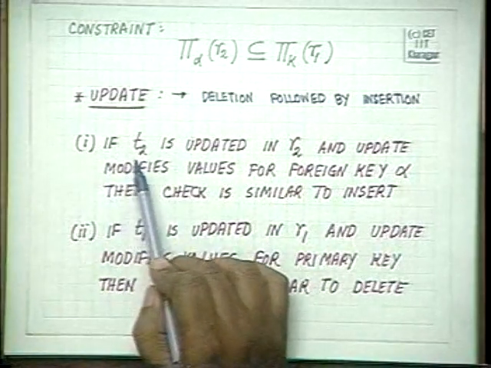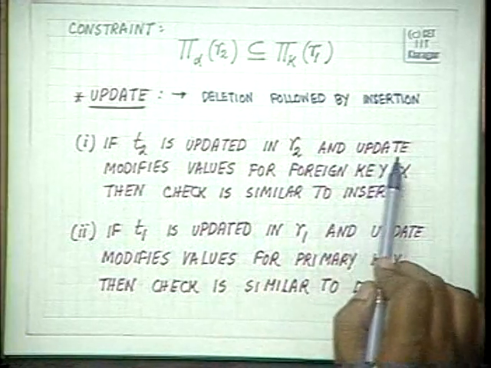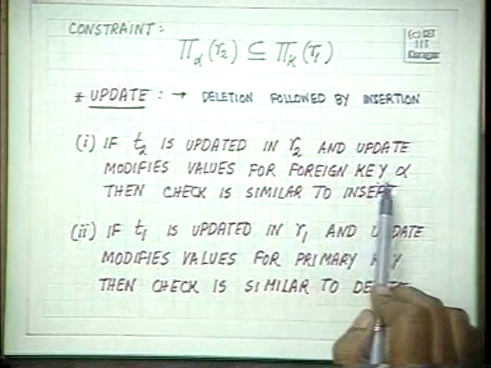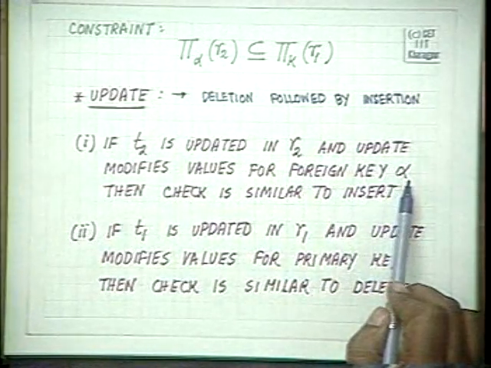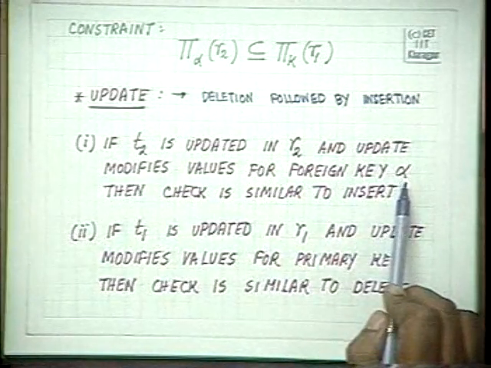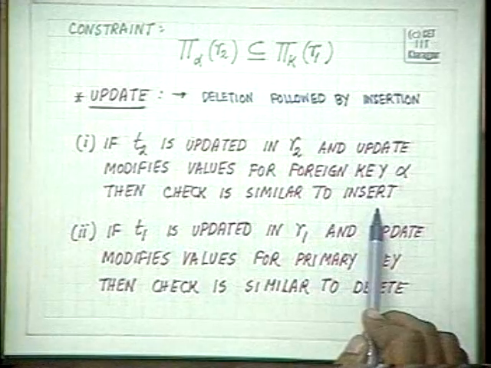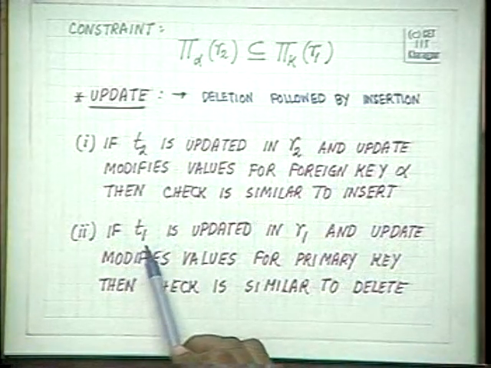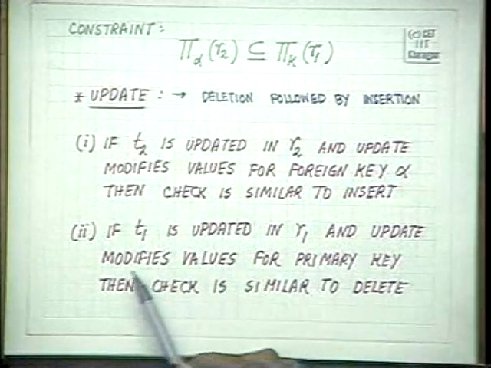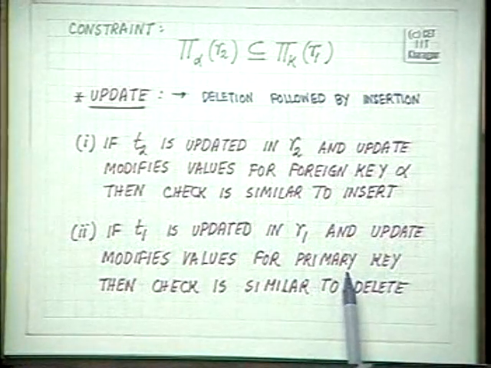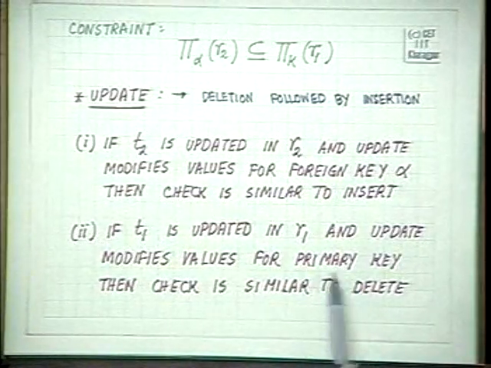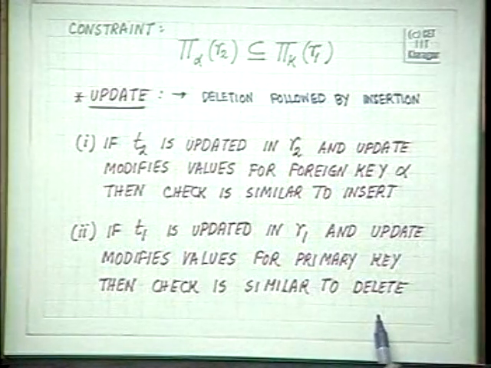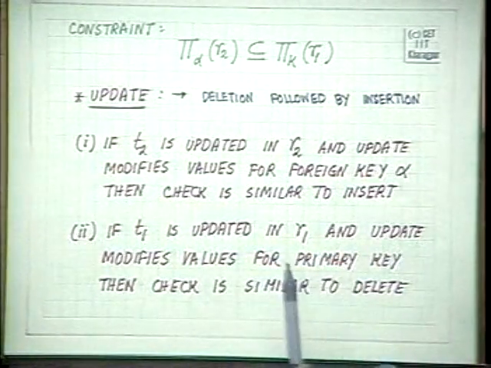Therefore, if T2 is updated in R2 and the update modifies values for the foreign key alpha, if it does not modify values for the foreign key alpha, then nothing needs to be done. But if it does modify values for the foreign key alpha, then the check is similar to insert. On the other hand, if T1 is updated in R1 and the update modifies values for the primary key, if it does not modify values for the primary key, again nothing needs to be done. But if it does modify values for the primary key, then the check is similar to deletion. Therefore, now the checking for insertion and deletion can be used for updation.